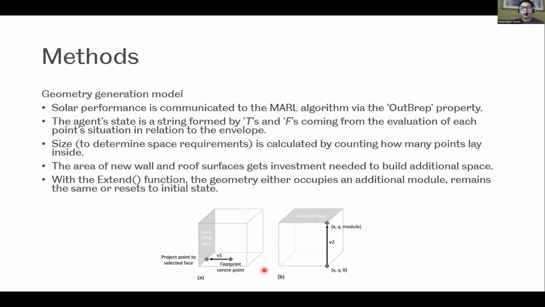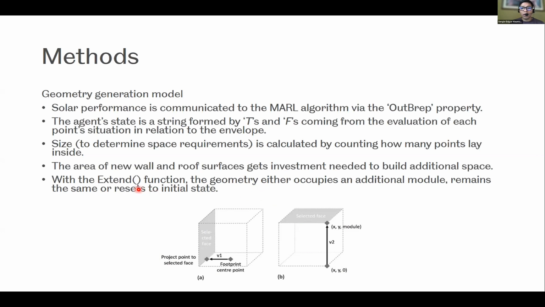What happens is that the buildable space within the lot and also the maximum height is formed by cubes, which are modules. And each of these cubes has a point in the middle. So each time the building occupies this module, we can determine if this point is within or outside the building envelope. And we can form a state with this string formed by T's and F's. We also have the size, which is just counting the number of points that are inside or outside the geometry. And by just having the geometrical properties, we can calculate the area of the wall and the roof surfaces of the extension, and therefore we can have a cost of that extension.